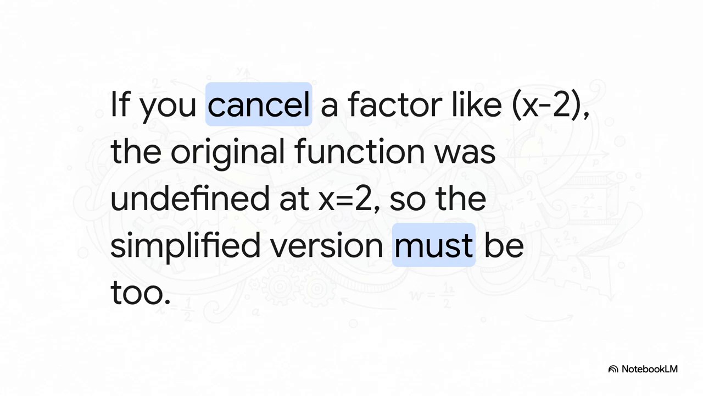Now, this next one is subtle, but it's where so many people get tripped up. Think of it like this. A function has its own DNA, its own set of rules. When you simplify it, you might change how it looks, but you can't change its fundamental nature, and that includes its domain. So if the original function would break at x equals 2, the simplified version still has to respect that, even if the evidence, that x minus 2 factor, is long gone.